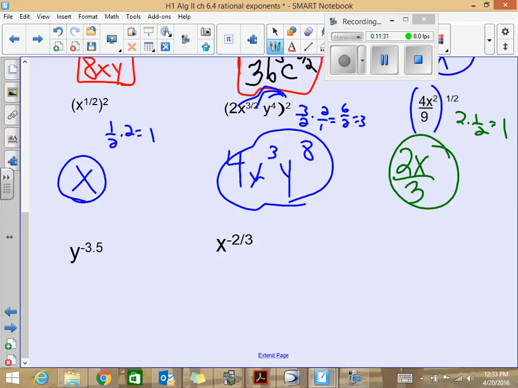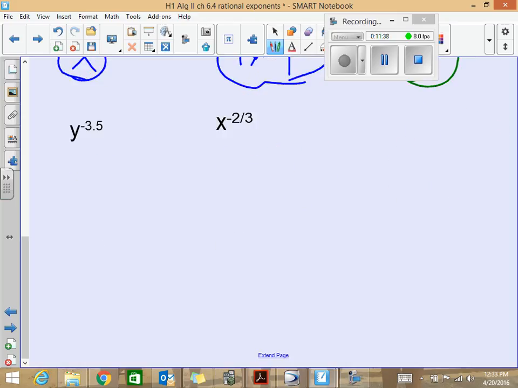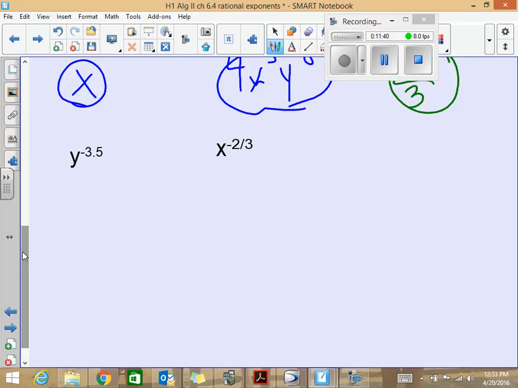Okay? Alright. Now the last one, we kind of already did this in homework, but we're doing it again. So y to the negative 7/2, again, the negative means we're going to take it down below. But let's turn 3.5 into a fraction. It was 7 over 2.